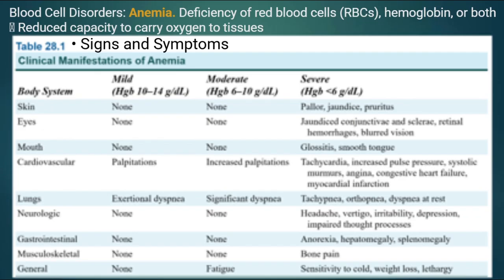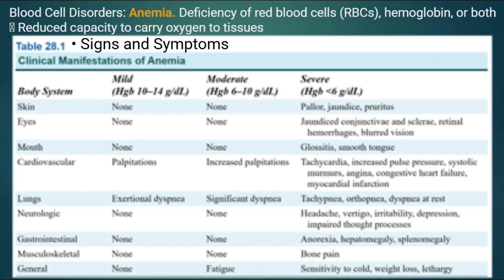As the anemia worsens into the moderate range, with hemoglobin between 6 and 10 g/dL, patients may notice fatigue, palpitations, or significant shortness of breath with activity. When hemoglobin falls below 6 g/dL, patients are considered to have severe anemia, and multiple body systems are affected.